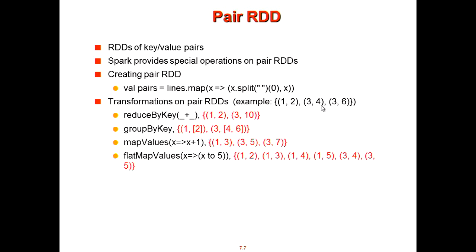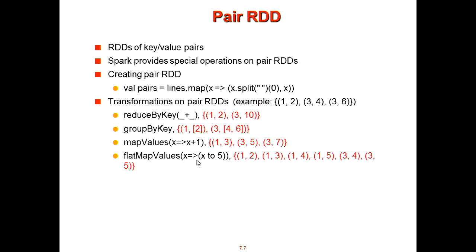And (3, 4). So from 4 to 5, there are 2 values, 4 and 5. So it is (3, 4) and (3, 5). And (3, 6)? 6 is already larger than 5, so there's no output for this key for this pair. And this is the final result.